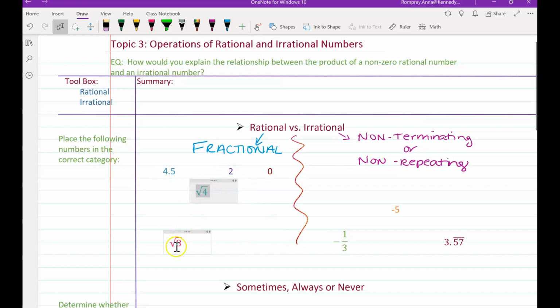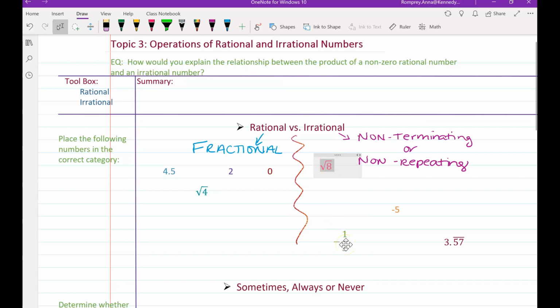Now, if you come back to square root of 8, square root of 8 is not a perfect square, which means if you were to put that in your calculator, you are going to get an ugly decimal. It's not going to have a pattern, and it's not going to end. So square root of 8 is an example of an irrational number.